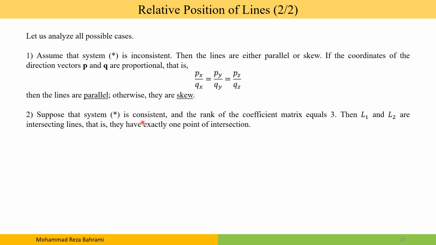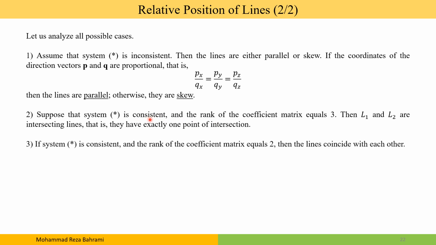Suppose that the system is consistent and the rank of the coefficient matrix equals 3. So we have a consistent solution and the rank is a full rank, so 3. Then L1 and L2 are intersecting lines. They have exactly one point of intersection because they are consistent. If the system is consistent and the rank of the coefficient matrix equals 2, so it's not a full rank matrix, then the lines coincide with each other.